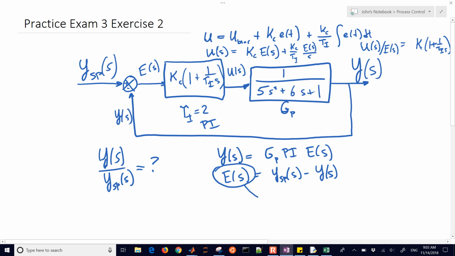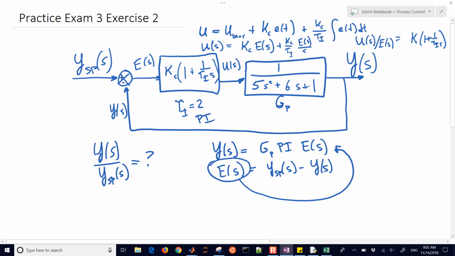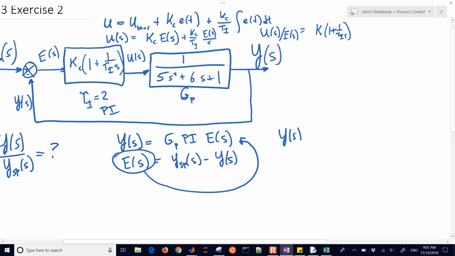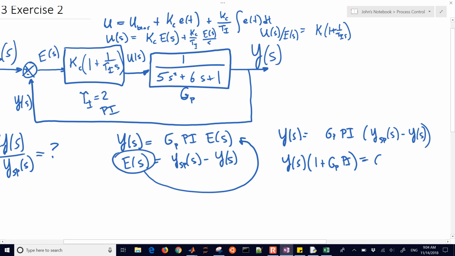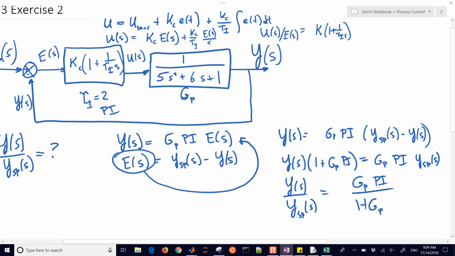And so if I just plug this into here, then I come up with y of s equals GP PI times y set point minus y. And then if I collect y onto the other side, then I have y of s times 1 plus GP PI equals GP PI times y set point of s. Then I just rearrange this a little bit more, and I have GP PI divided by 1 plus GP PI.